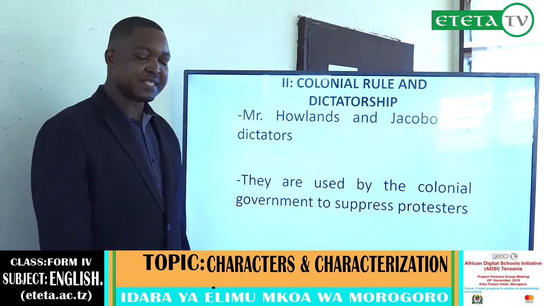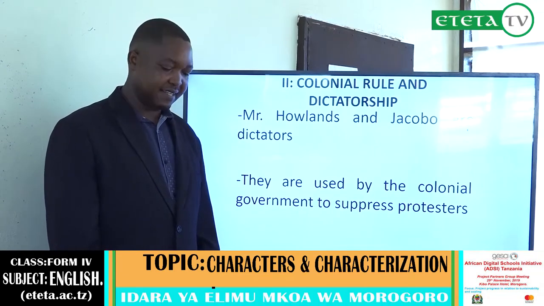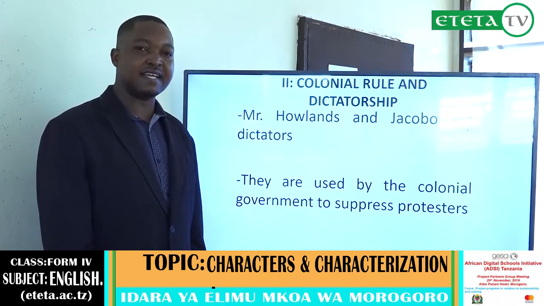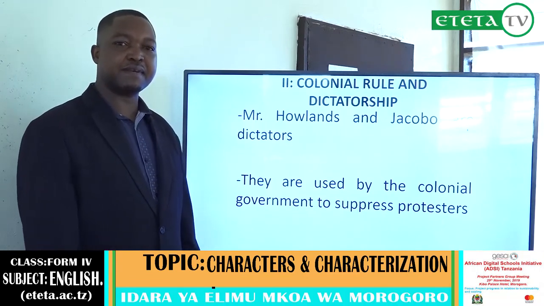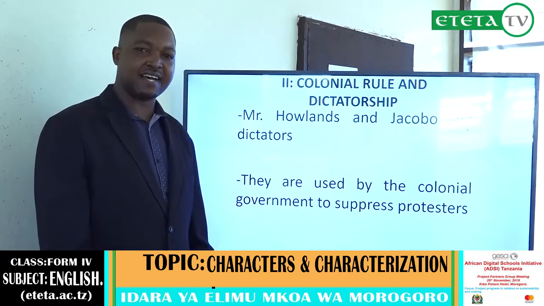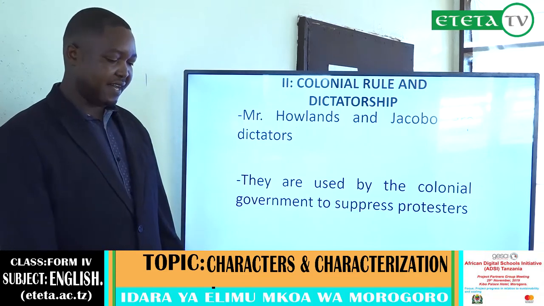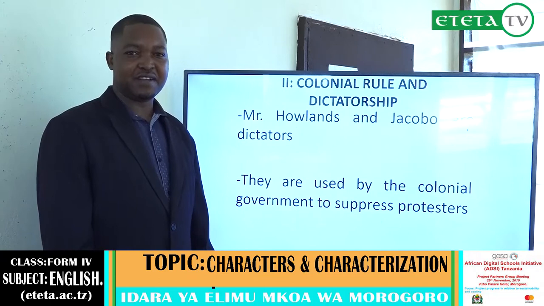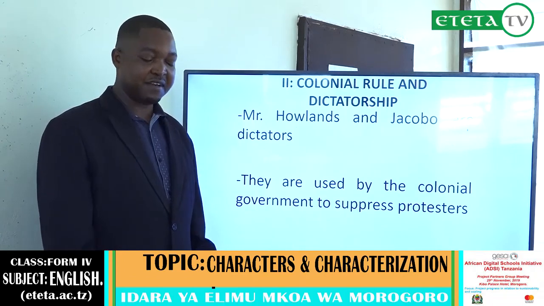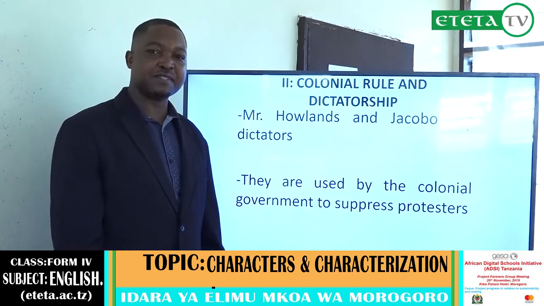They were used by the colonial government to suppress the protesters. Whenever Africans protested against the white people's government, these two dictators, Jacob and Horan, suppressed the demonstration, suppressed the strike. And actually, the strike was suppressed ruthlessly. Sometimes people were injured, some were apprehended and tortured. This is what happened to Ngotho. Ngotho was one of those who were apprehended and sent to the House of Pain. You remember he had to sweat bits of bread. He suffered a lot. And only a few days after being released from the House of Pain, he passed away because of the pain inflicted on his body.